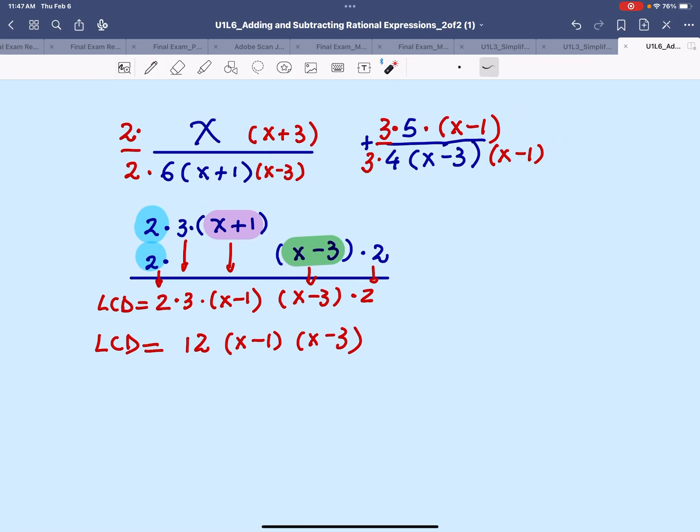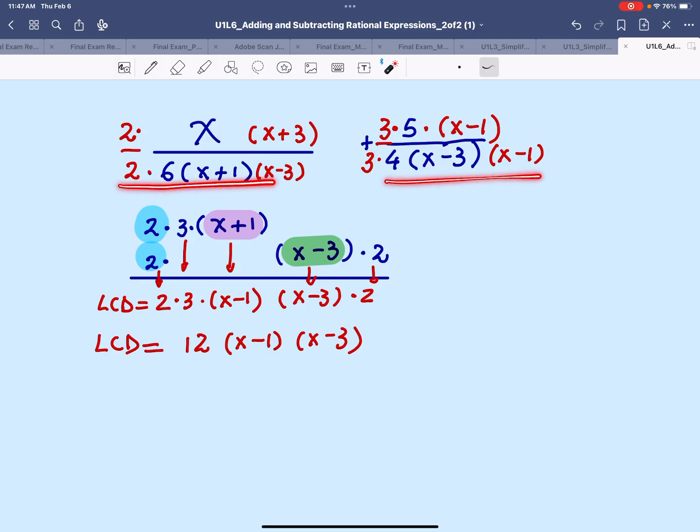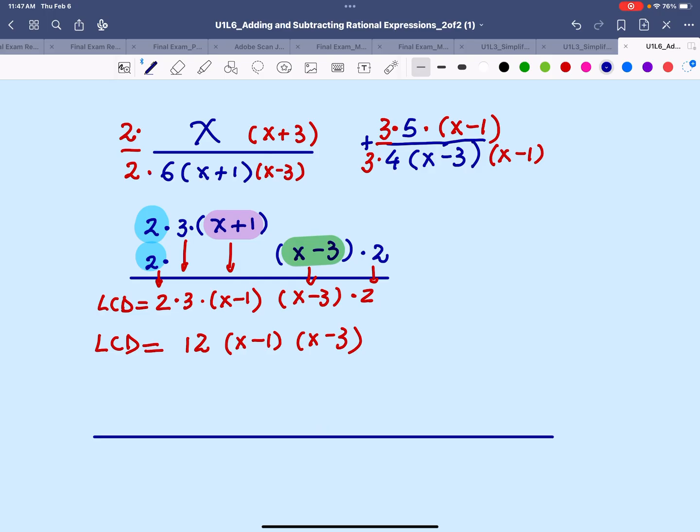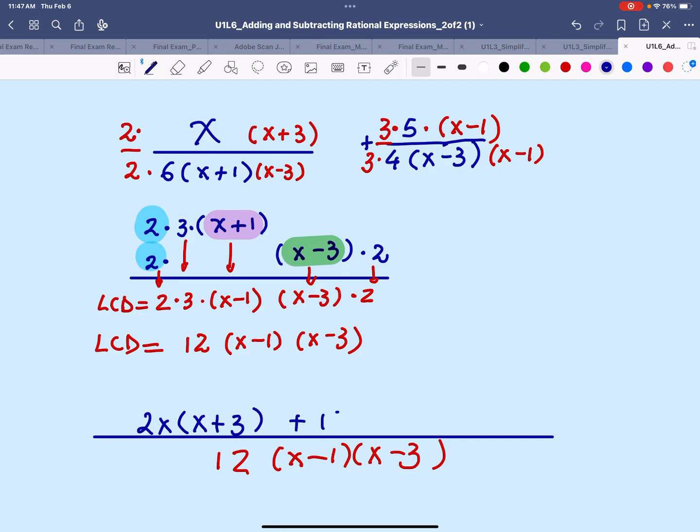Now, we are going to simplify this expression. We see that the denominators are the same, which means that we're going to draw one long line here to host our very large denominator, 12, x plus 1, x minus 3. And then in the numerator, we'll have 2 and x multiplying x plus 3. And then 3 and 5, which is 15, multiplying x plus 1.